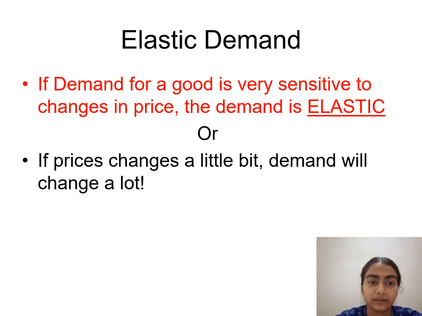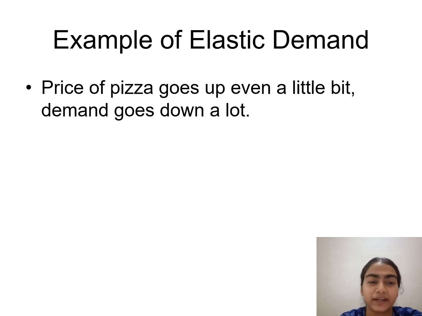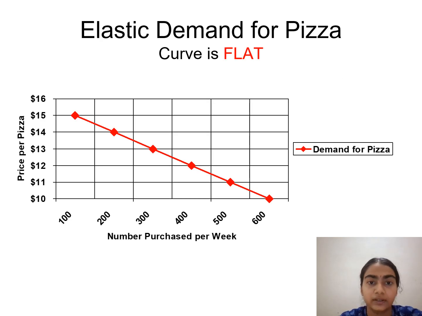In elastic demand, if the price changes a little bit, the demand will change a lot. If the demand for a good is very sensitive to changes in price, the demand is elastic. An example of elastic demand is when the price of pizza goes up even a little bit, the demand goes down a lot. And this is the demand curve for the elastic demand for pizza, and the curve here is flat.